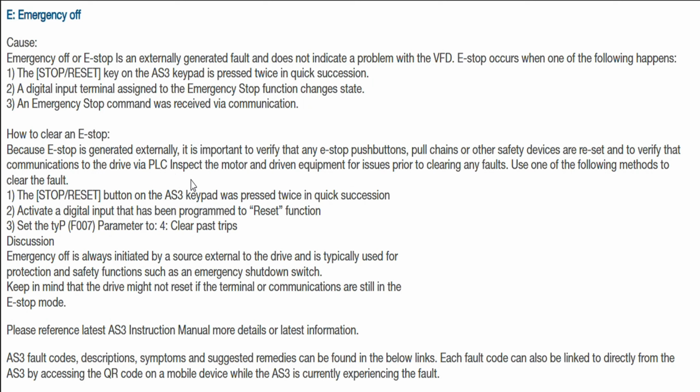Okay, so what you can do is reset that input again, and you can set the F007 parameter to clear the past trip. Okay, so it will be cleared, and you can run it again. So emergency off is always initiated by a source external to the device, and is typically used for safety protection, such as an emergency shutdown switch.